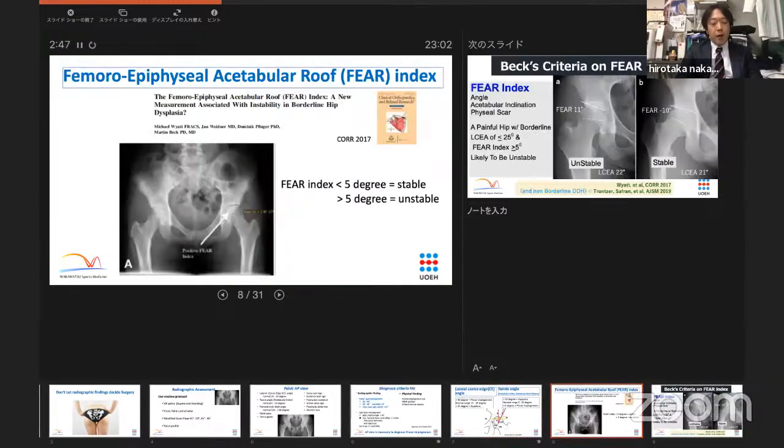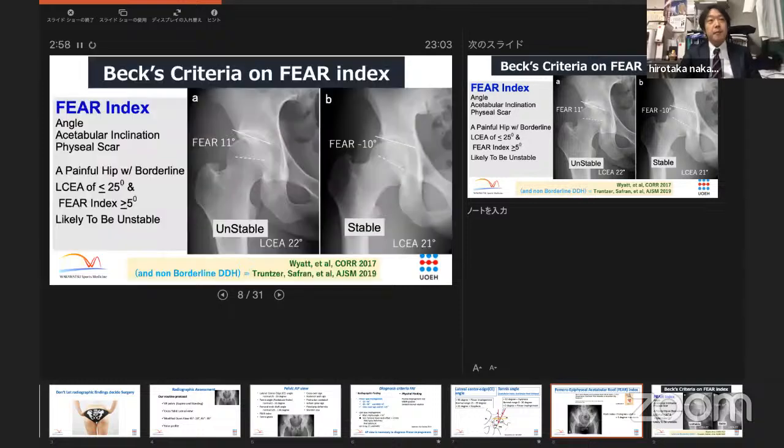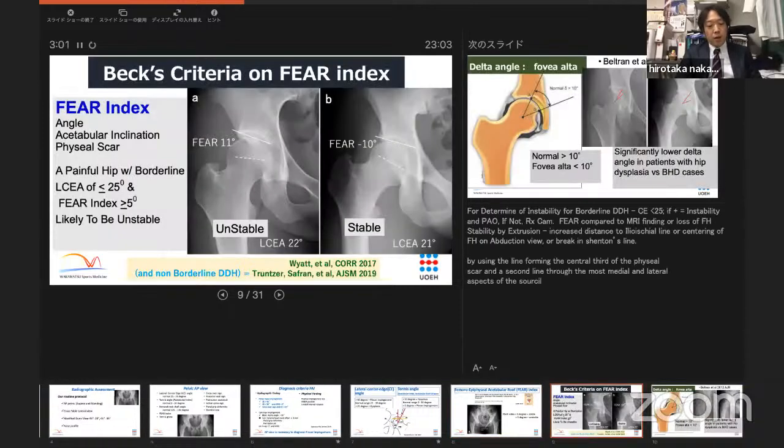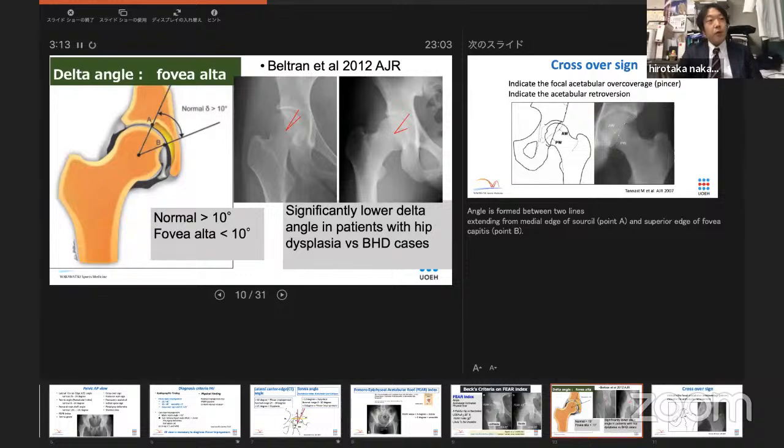The femoro-epiphyseal acetabular roof index was reported in the 2010s. It is useful to evaluate the instability in borderline hip dysplasia. The FEAR index is an angle between the acetabular inclination and the physeal scar. More than 5 degrees indicates instability. The delta angle is also useful to evaluate instability. The normal range is more than 10 degrees.